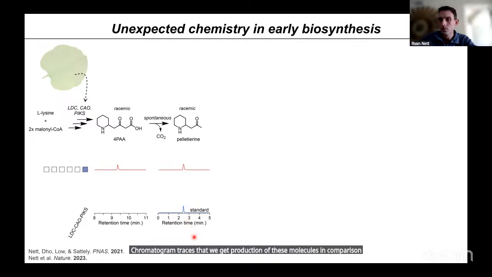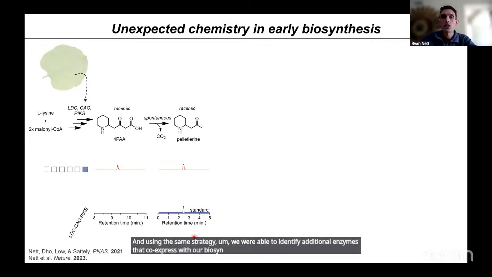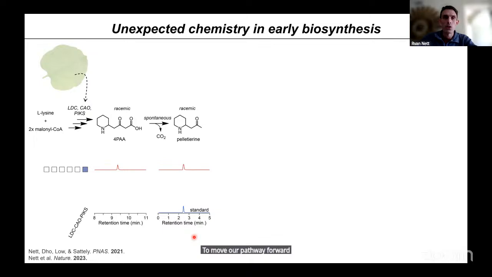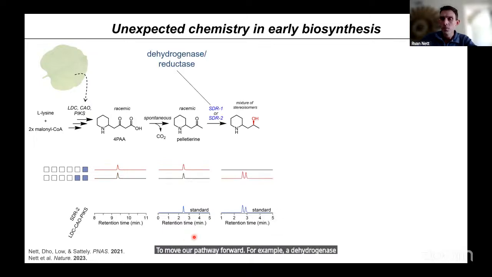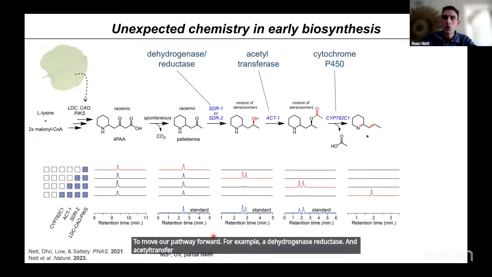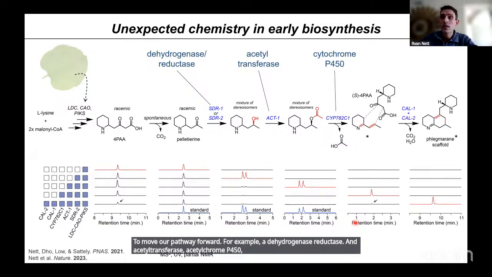And using the same strategy, we were able to identify additional enzymes that co-express with our biosynthetic genes to move our pathway forward. For example, a dehydrogenase reductase, an acetyltransferase, a cytochrome P450, and very excitingly, a pair of enzymes that act together to catalyze this very unique reaction to form this tricyclic scaffold that I'm showing you here.